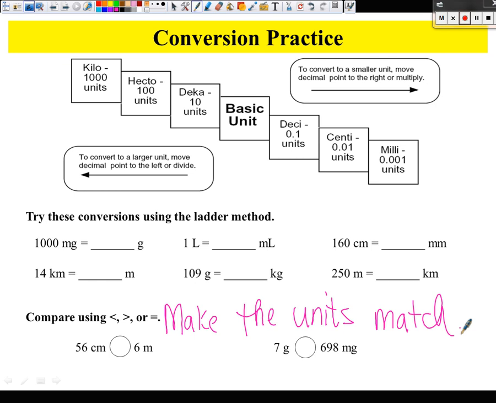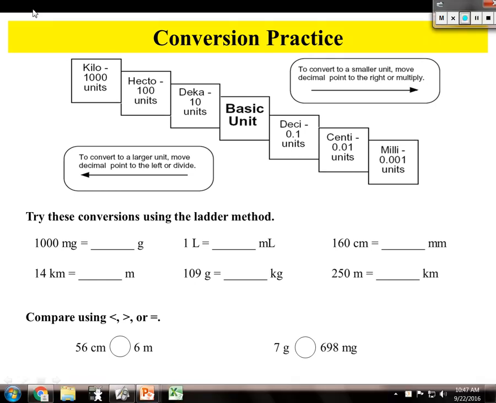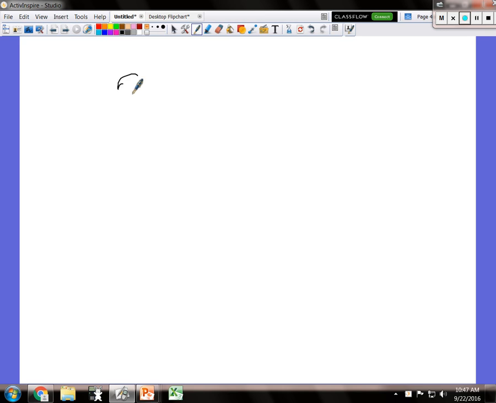But here's the best news about this concept. Does it matter which one you convert to which? No. You can do either one. You get to pick. That's the free side of this, is that it doesn't matter whichever one you want to do. Okay? So here's what I'm going to do. I'm going to come over here. I'm going to rewrite it like this. So it's 56 centimeters is something than 6 meters.